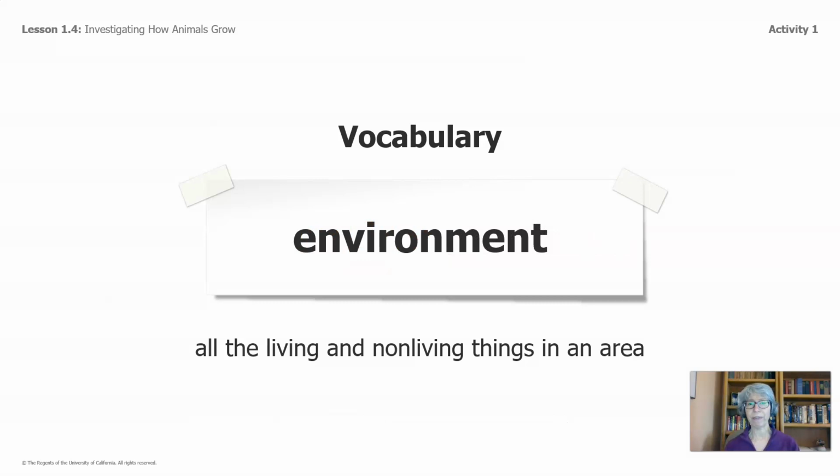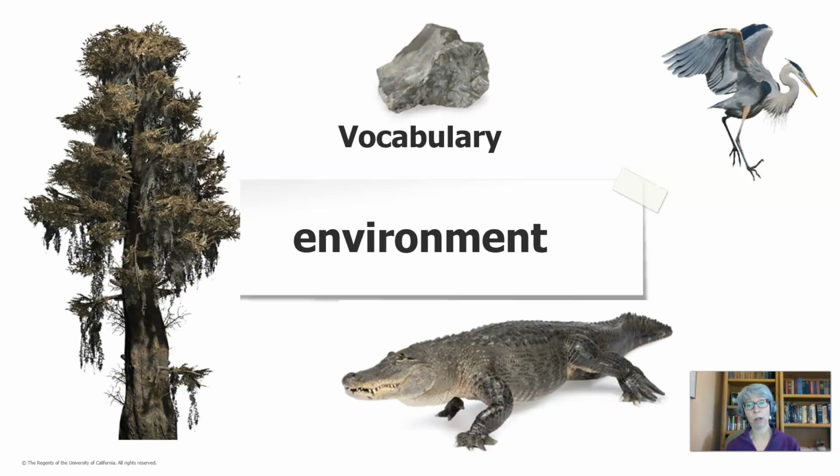Now, we've been using this word environment. Let's take a pause and think about this word. All the living and non-living things in an area. When we read the book, we saw these different pieces of the environment in the Florida Everglades. We had the cypress tree, we had the alligator, heron, and rocks all make up the environment in the Florida Everglades. Now, if you and your family's culture define living and non-living differently, then this would be a great opportunity for you to talk about those differences.